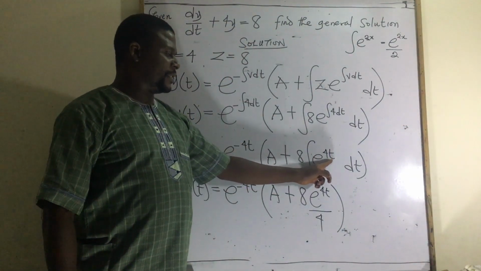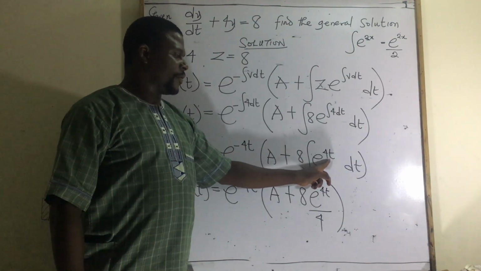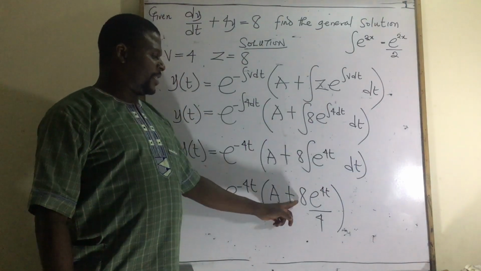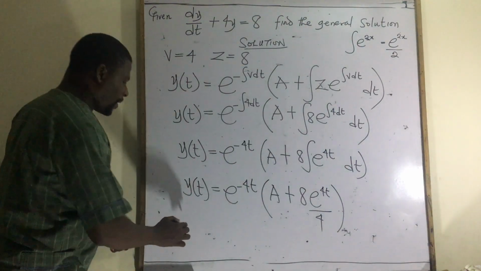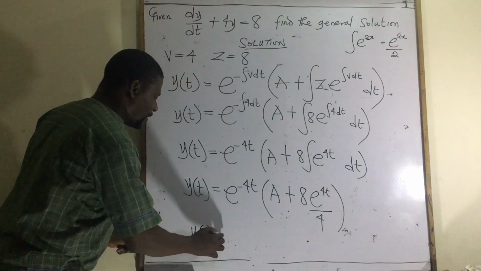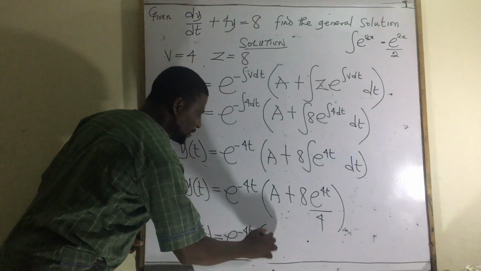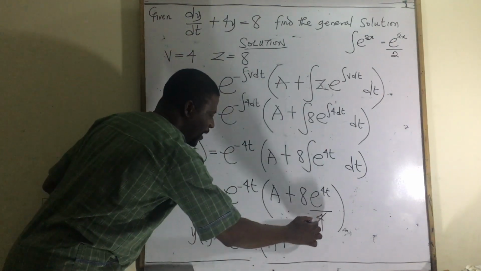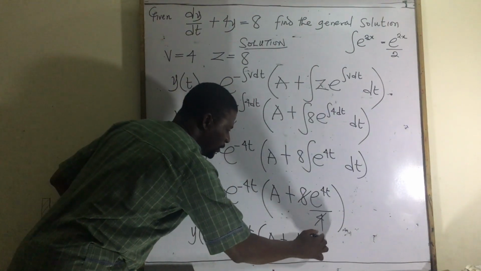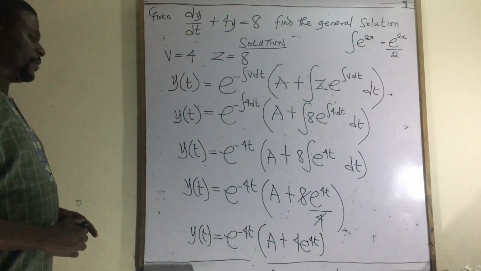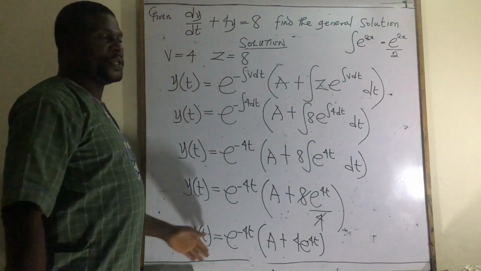Integrate e^4t, it will now be e^4t over, if I differentiate 4t, it will give me 4. Now this 8, that one is there from the beginning. So here now, I can say y(t) is equal to e to the minus 4t into bracket a plus, 4 can cancel 8. So that will give me 4 e^4t. 4 e^4t. So I expect you to pause the video and copy this.